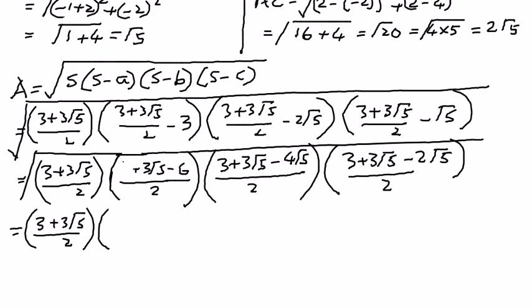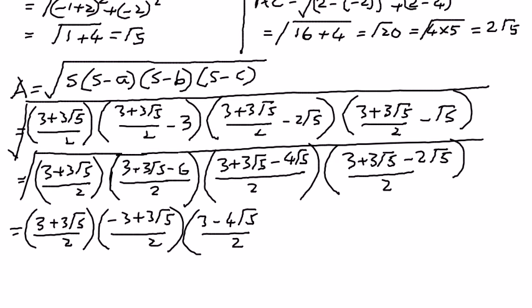This is going to be 3 minus 6 will be negative 3 plus 3 square root of 5 divided by 2, and then here we have 3 plus 3 square root of 5 minus 4 square root of 5 will be 3 minus square root of 5, because those are similar terms, we are combining them, divided by 2, and then we have 3 square root of 5 minus 2 square root of 5 will be 1 square root of 5, therefore just square root of 5 divided by 2, and therefore this is what we have, and we need to simplify this.